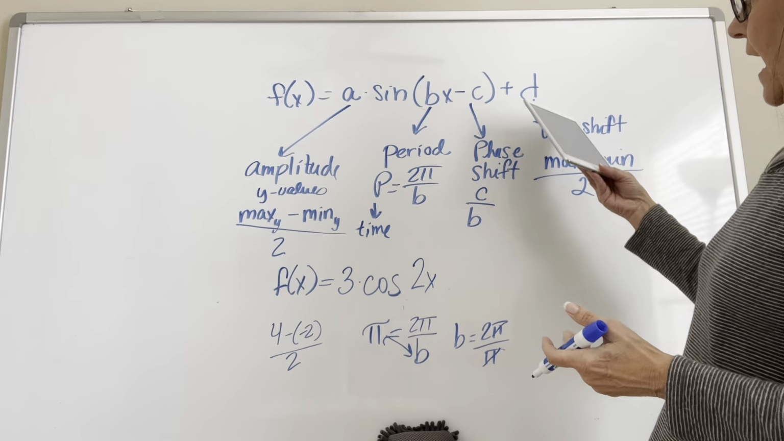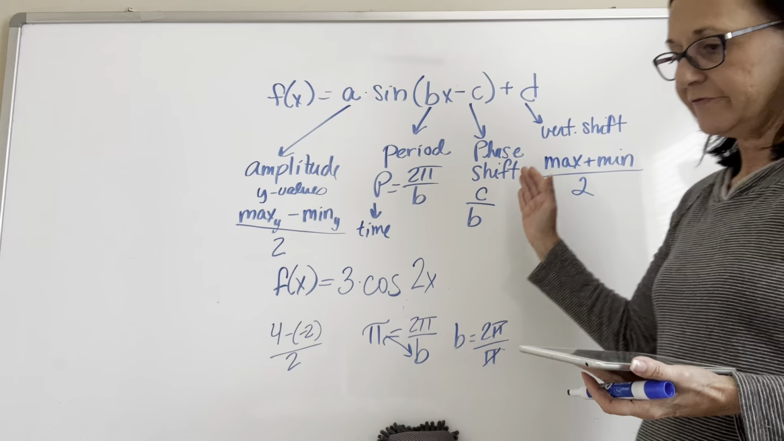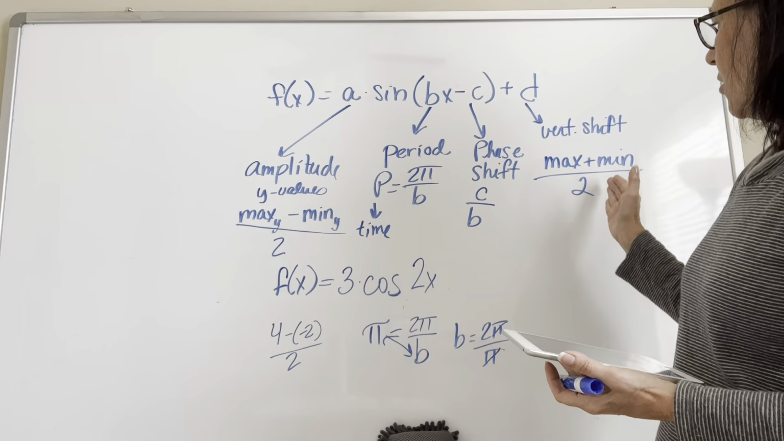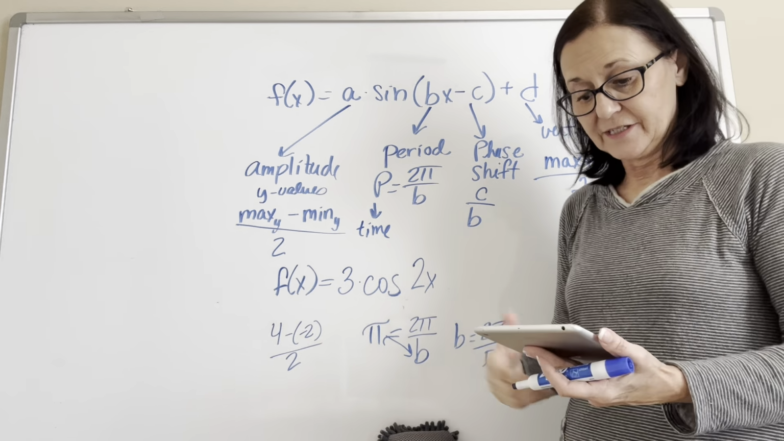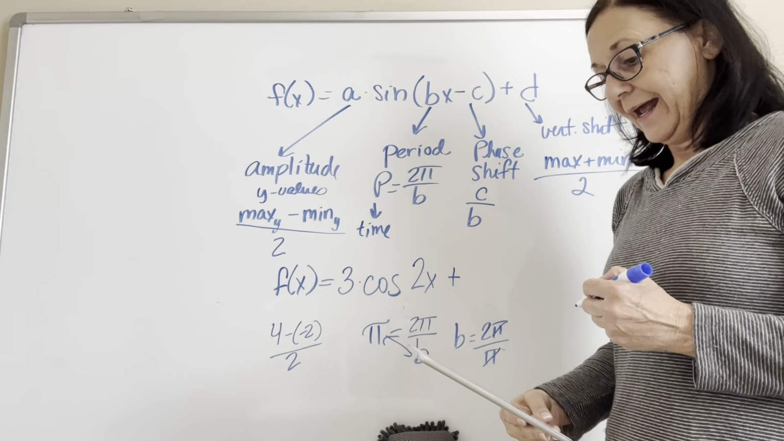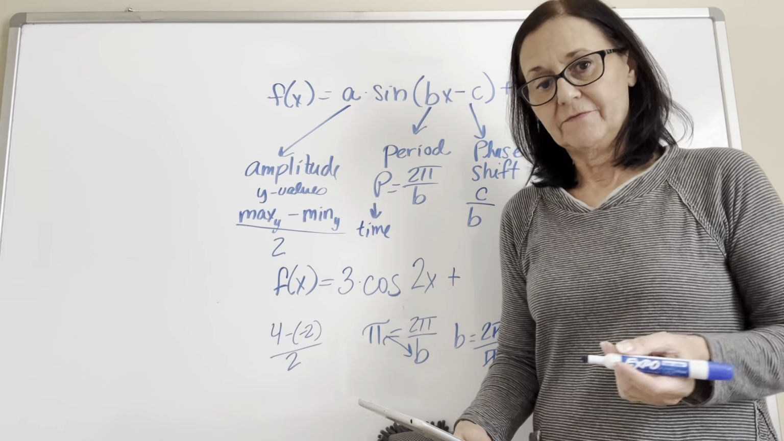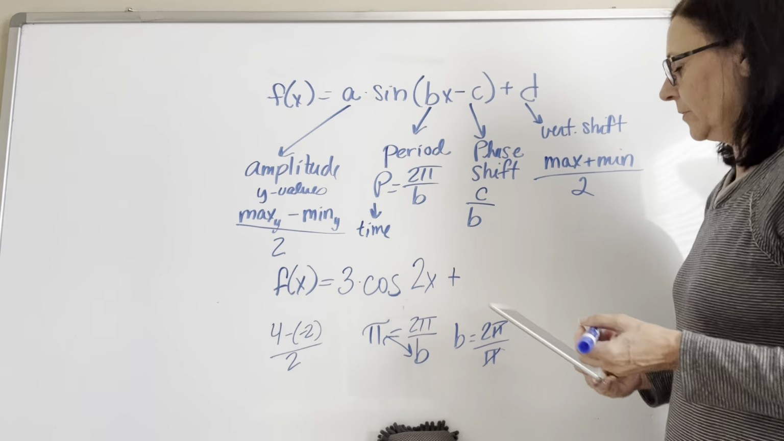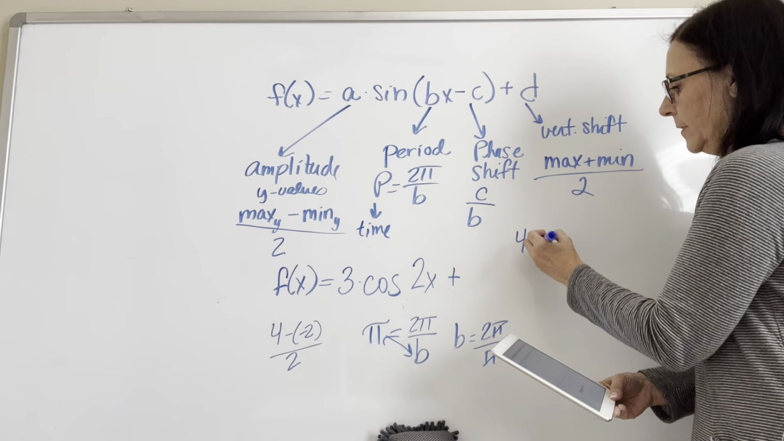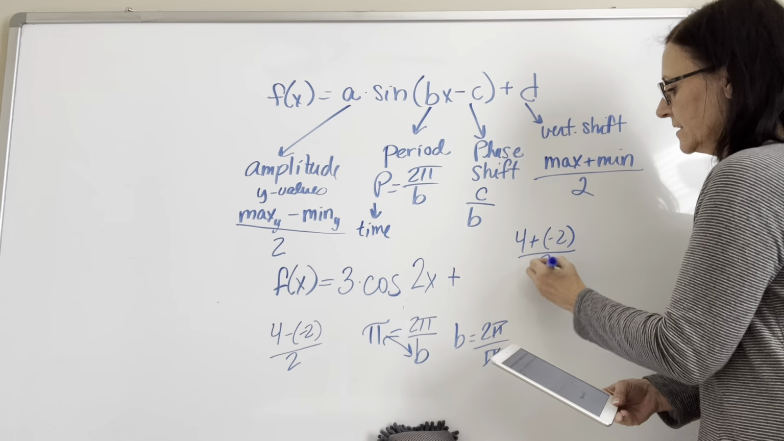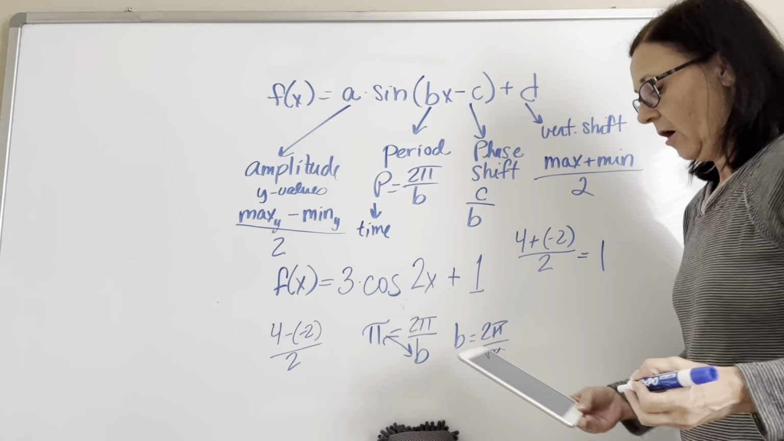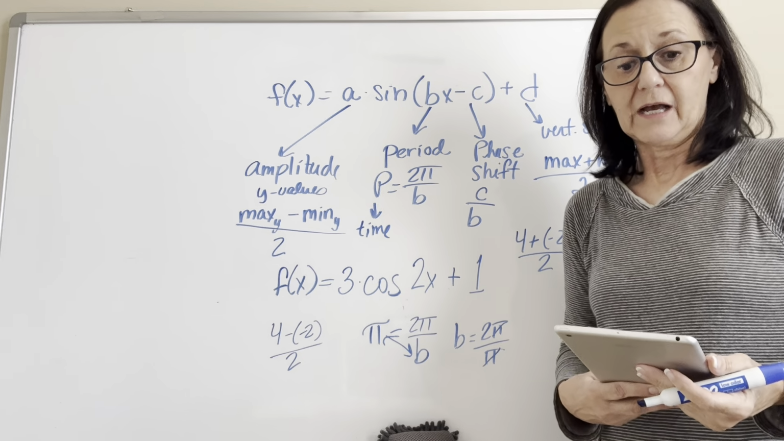Has it been shifted up or down? There's no phase shift, left or right, because it begins at 0. What is the vertical shift? Yes, there is a vertical shift. I know it's up, so I'm going to add. You can tell visually, it's been shifted up by 1, but let's use the formula. Max plus the min divided by 2. So it's 4 plus -2 divided by 2. That's 2 divided by 2, which is 1. And I can already see it visually. So that would be the cosine function.